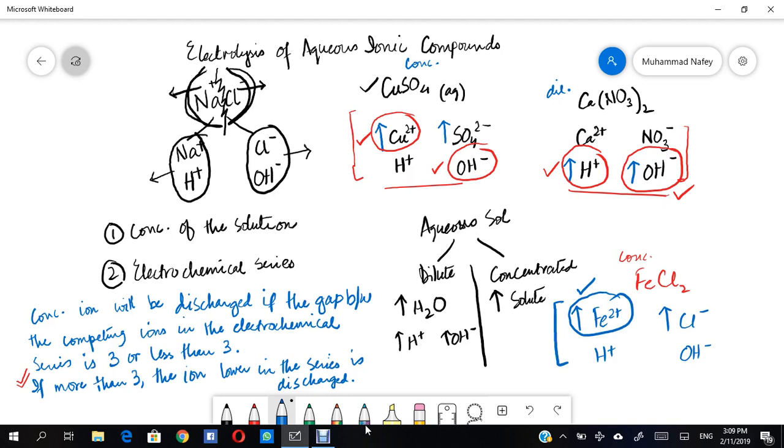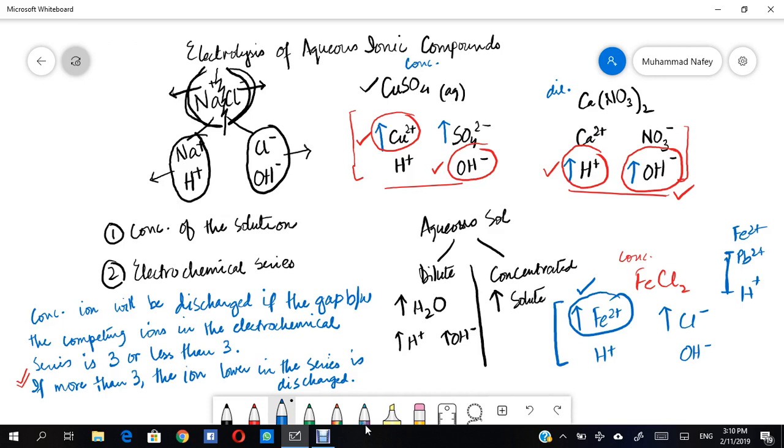This is regardless of the fact that hydrogen is easier to discharge. Why? Because in the series we have iron, then lead, and then hydrogen. Being lower in the electrochemical series means that it's easier to discharge hydrogen as compared to iron. But iron is more concentrated and the gap between iron and hydrogen is less. Therefore, despite the position of iron relative to hydrogen, iron will be discharged, because it's more concentrated and the gap between the competing ions is less than 3.